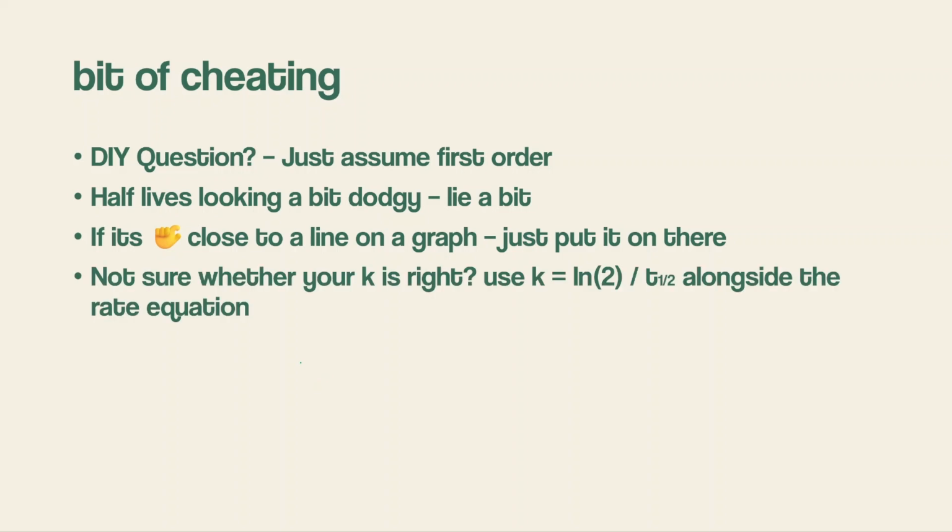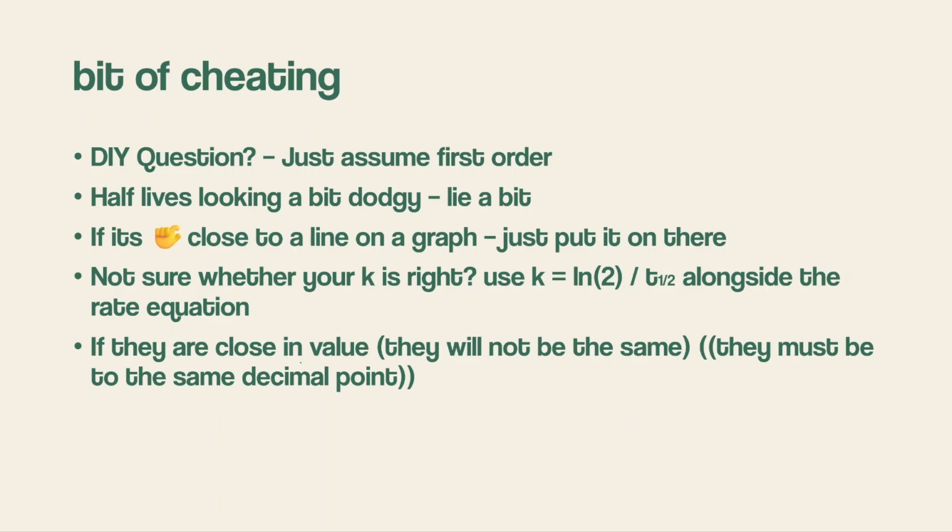Not sure whether your k is right? This is where you use the equation alongside the rate equation. So k equals ln2 over the half-life. This is where you use it. Now the reason why I tell you not to rely on this equation as your main source is because your half-lives are different to someone else's half-lives. That's not the point of the matter. The point is they're not going to be the same exact value.